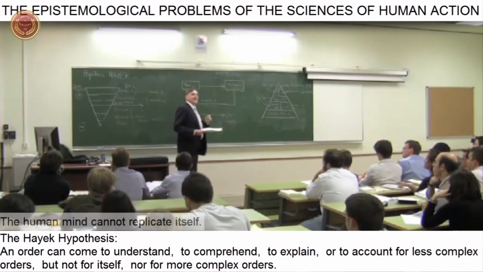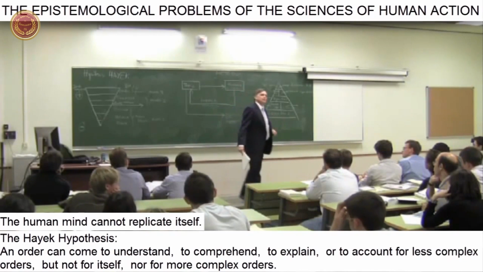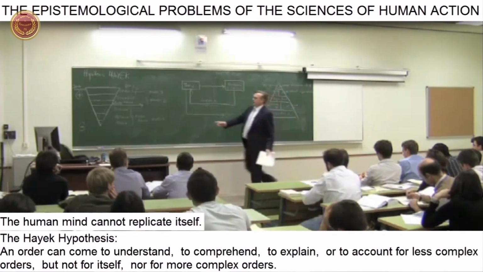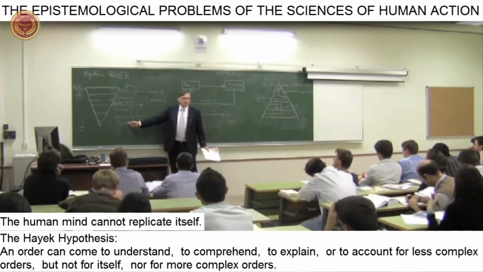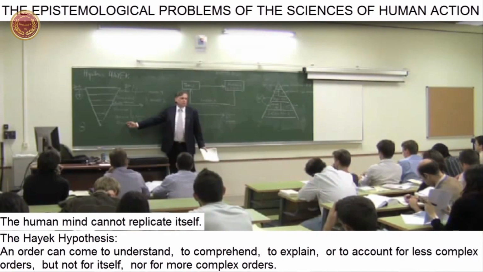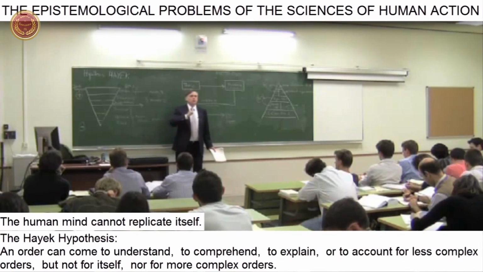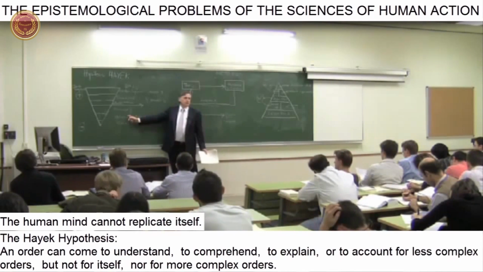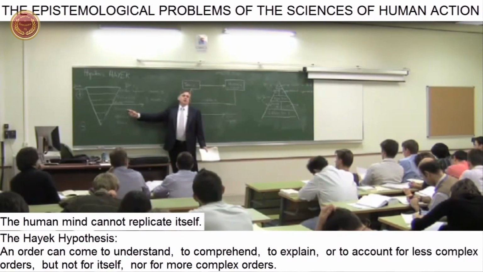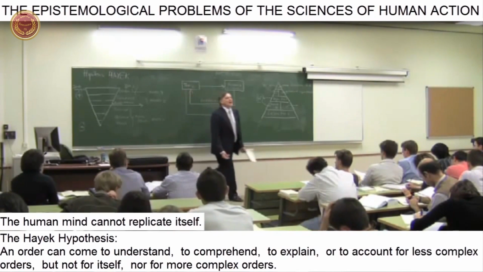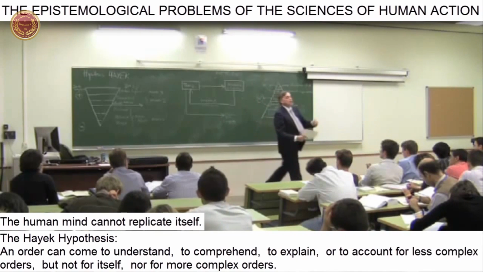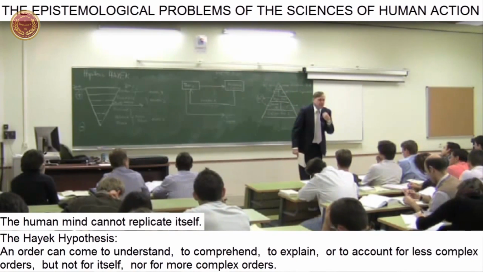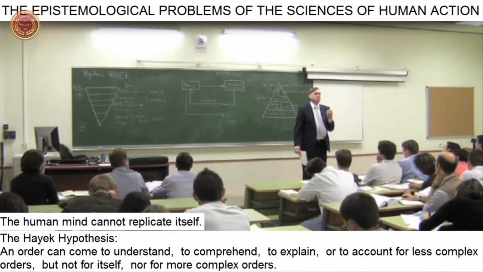At any rate, the human mind cannot account for itself nor replicate itself. The human mind can, for instance, under certain circumstances, induce nuclear fusion, or chemical reactions, or perform a liver transplant. But the human mind cannot replicate itself. According to Hayek's hypothesis, an order cannot fully explain itself, nor account for itself, nor replicate itself.